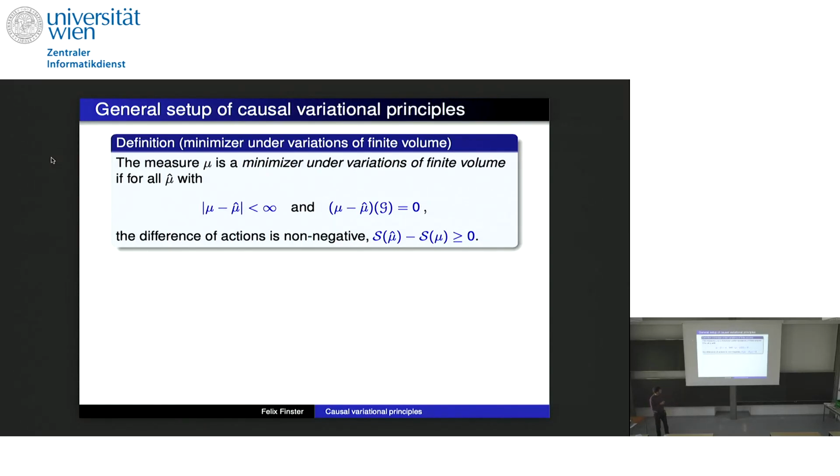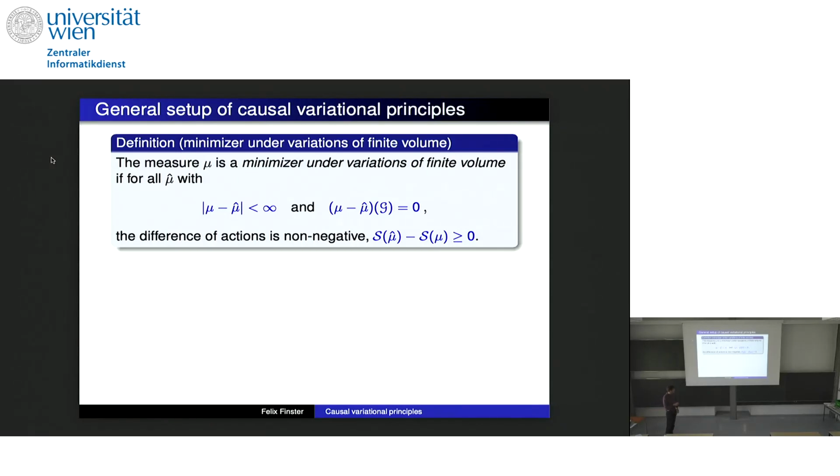We say, well, measure mu is a minimizer in this sense if for any measure mu hat, which has the property that the total variation of mu minus mu hat is finite, in this case, we can speak of the total volume of the difference, and this should also be 0. If we consider such measures, then the difference of the actions should always be non-negative. So in simple terms, what we do here, we keep the measure mu fixed, except on a set of finite volume, and on this set, we replace the measure by any other measure which has the same volume.